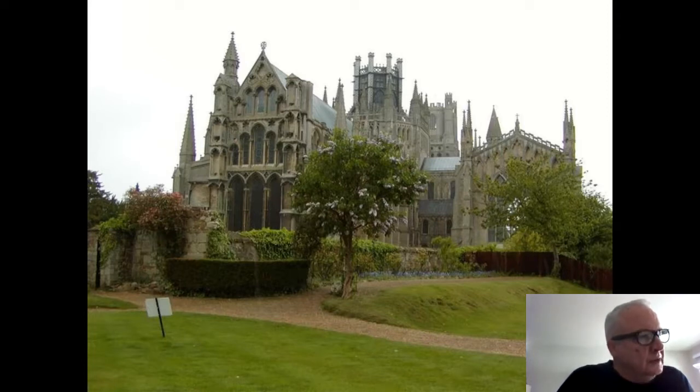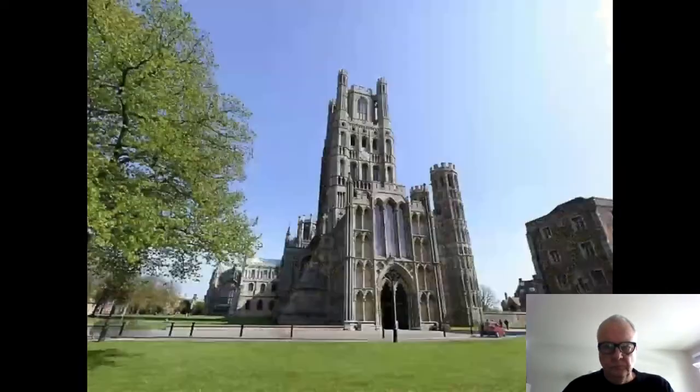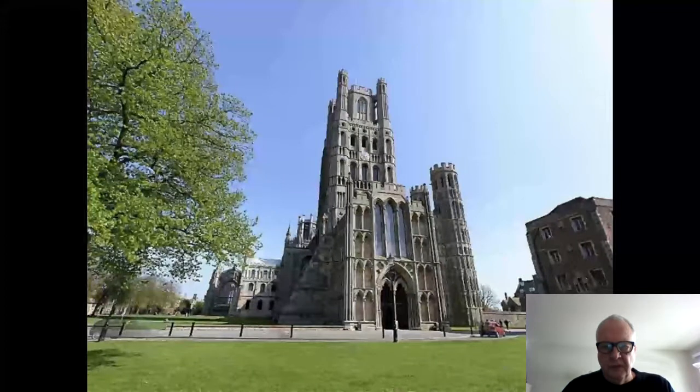This is Ely Cathedral. It was dedicated to Saint Etheldreda, a medieval saint. It's founded in 673. It's a Benedictine church. Ely is in Cambridgeshire, just east of Cambridge, near the border of East Anglia in eastern England. Here's a view of the entrance and the tower, the crossing tower, hovering way up above.